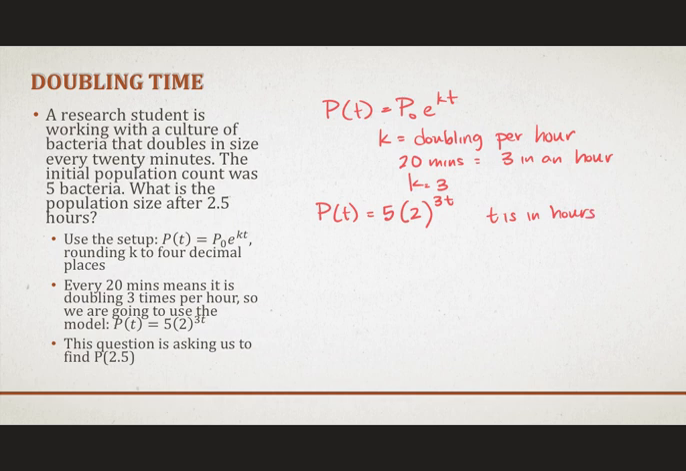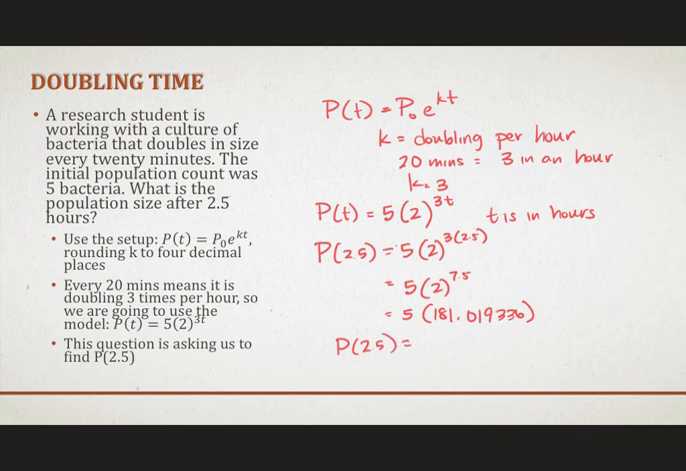So what is the population after 2.5 hours? So our population at 2.5 is going to be 5 times 2 to the 3 times 2.5, which is going to be 5 times 2 to the 7.5, and then 2 to the 7.5 is going to be 181 and some change, and multiply that by the initial 5, and we end up with the population after 2.5 hours is 905 and some decimals.